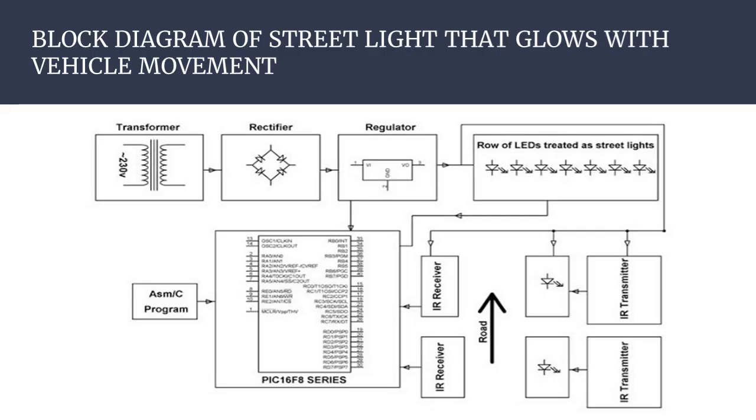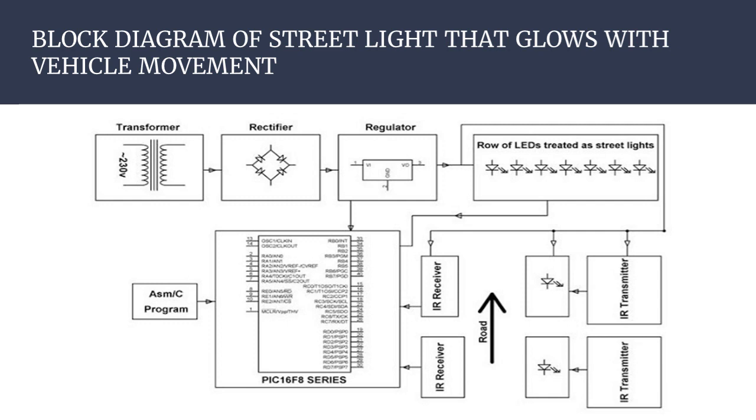Block diagram of street light that glows with vehicle movement. The main objective of this project is to analyze the motion of automobiles on freeways to switch on a block of traffic lights ahead of it, and also switch off the traffic lights to preserve energy. The power supply gives the power to the entire circuit by stepping down, rectifying, filtering, and regulating the AC mains supply. When the freeway is empty, all of the stoplights will turn off so that energy can be preserved.